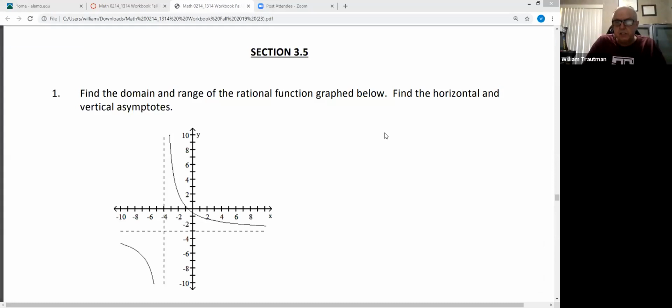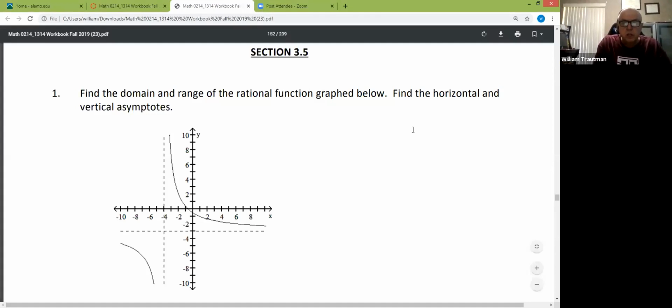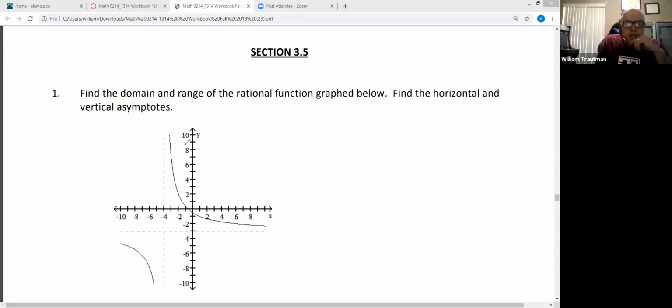Okay, this is section 3.5. All right, find the domain of this graph.